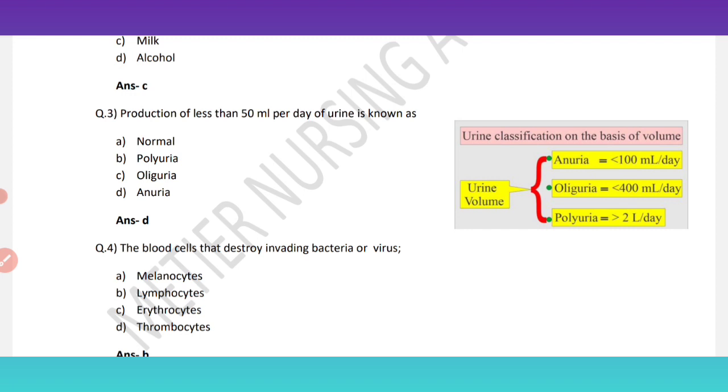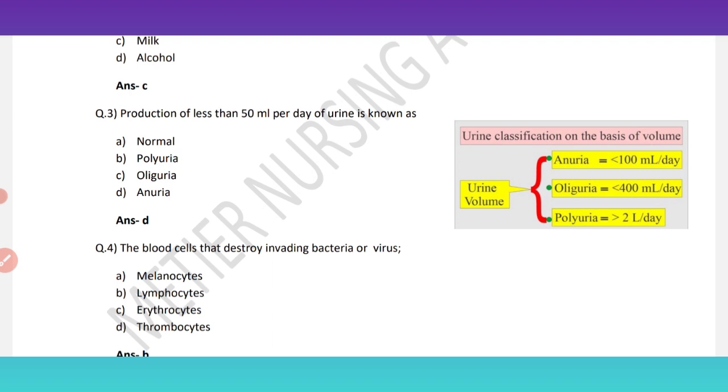Okay, so that is the kind of question they have asked here in this exam. Production of less than 50 ml per day of urine is known as: normal, polyuria, oliguria, or anuria. For these, you should know the normal values of each and everything.